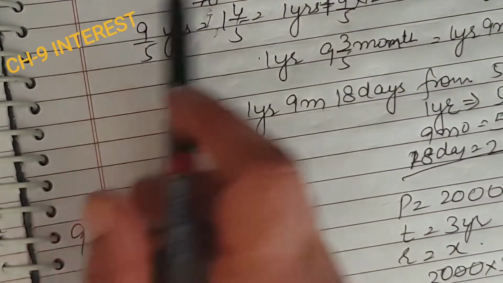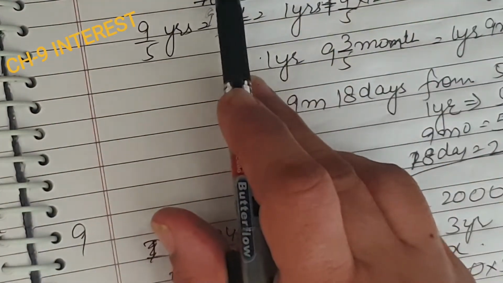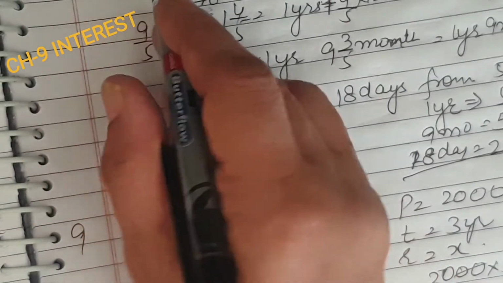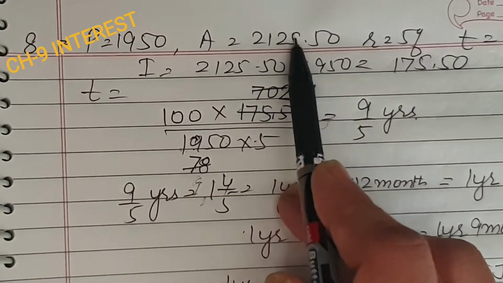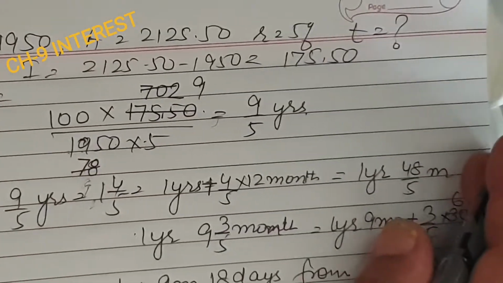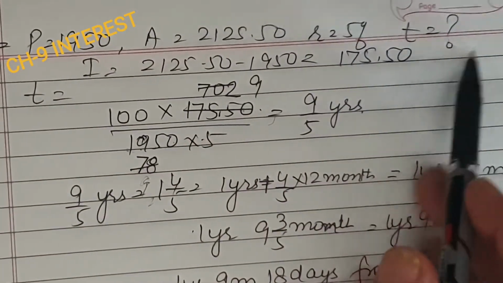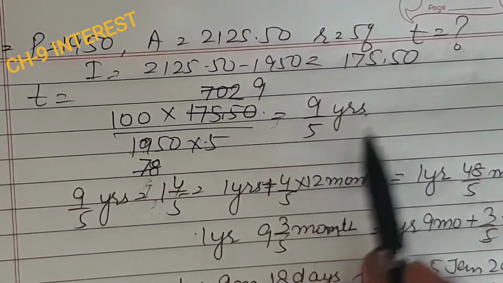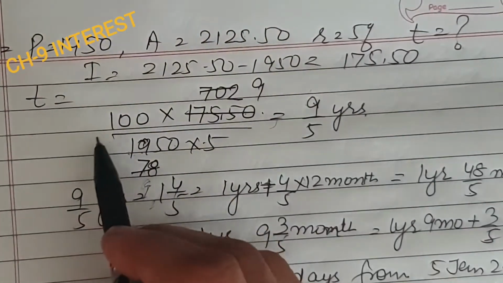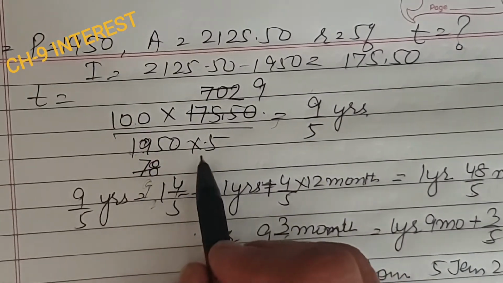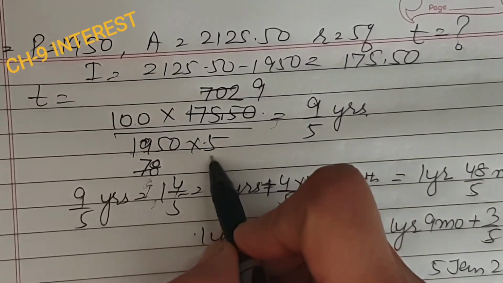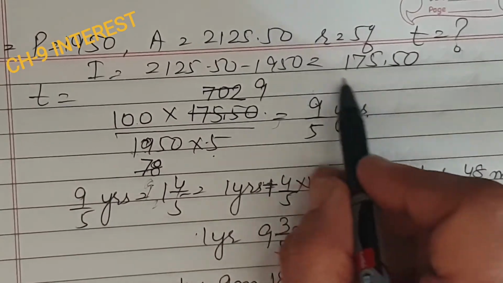Now question number 8 is interesting. So you are given on which date the money amounts to this much. You know the principal, you know the amount, you know the rate. It means, on what date, means you have to find the time. So we will simply proceed to find the time. Time is 100 into interest upon principal into rate. So time turns out to be 9 by 5 years.